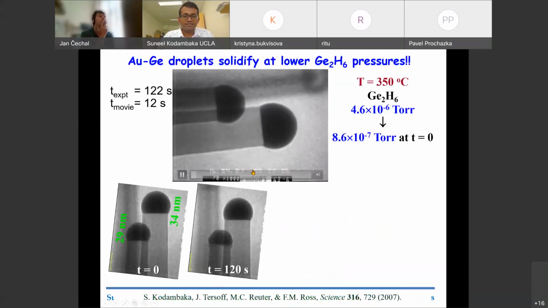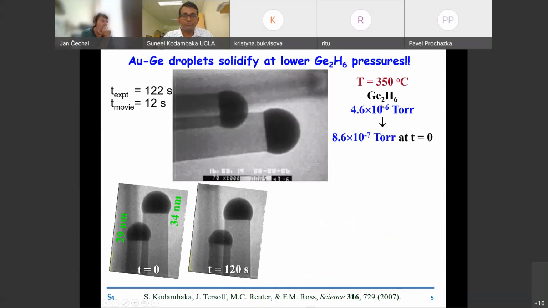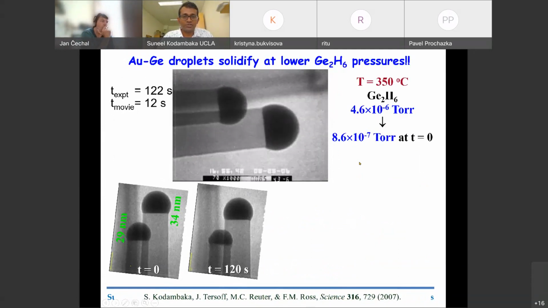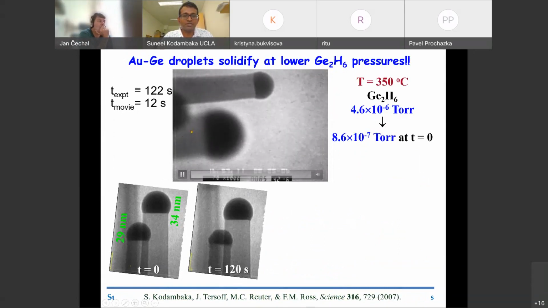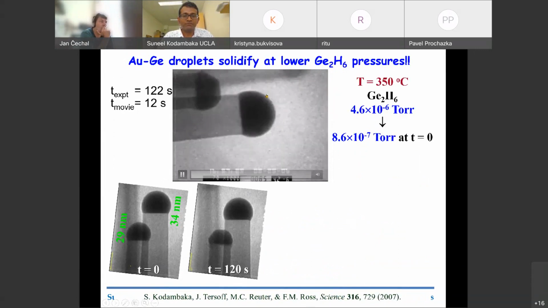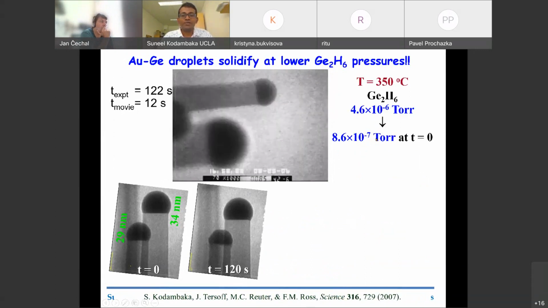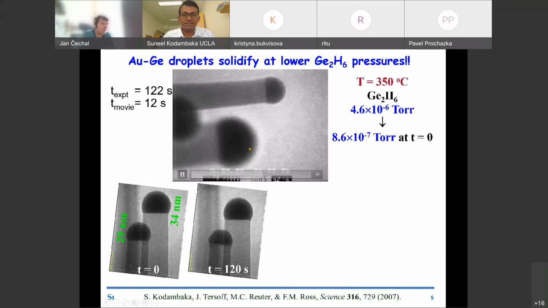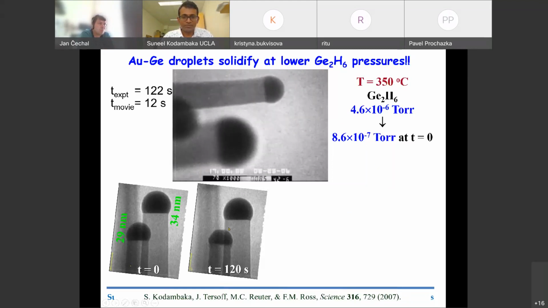And here is an example of an experiment that we did where initially there is digermane, which is the source of germanium. And we decrease the digermane pressure, and you see that this smaller diameter droplet became a solid. I'll show it to you here again for this one, that also would have become a solid. You see, so by changing the pressure of digermane, this catalyst changed its state from liquid phase to solid phase at the same temperature. Okay.